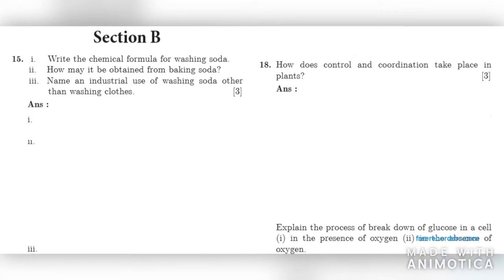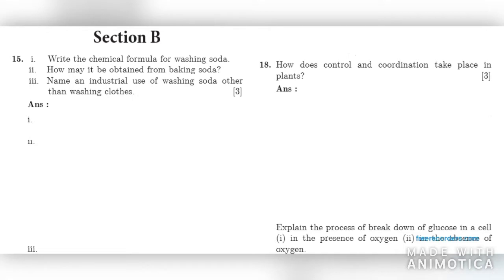Moving on to section B. In this case, question number 15 is: write the chemical formula for washing soda. For washing soda, the chemical formula is sodium carbonate dot 10H2O because of water of crystallization. Now in the second part, it says how may it be obtained from baking soda.